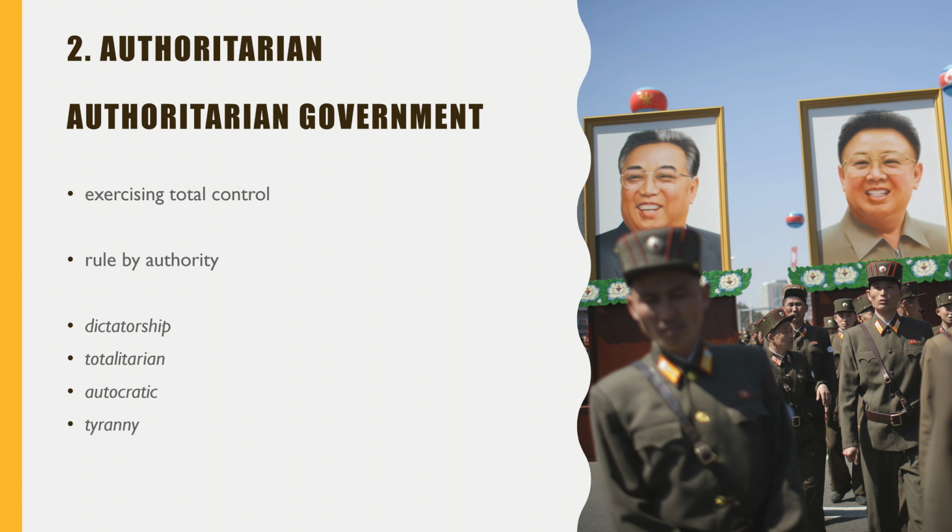It is a totalitarian government, something you hear about when you read George Orwell's 1984 or Animal Farm. Those are stories of totalitarian governments. Or autocratic is another word that means something like a dictatorship, an authoritarian government. And of course, tyranny, rule by tyrants. And that's another word for a bad dictator.